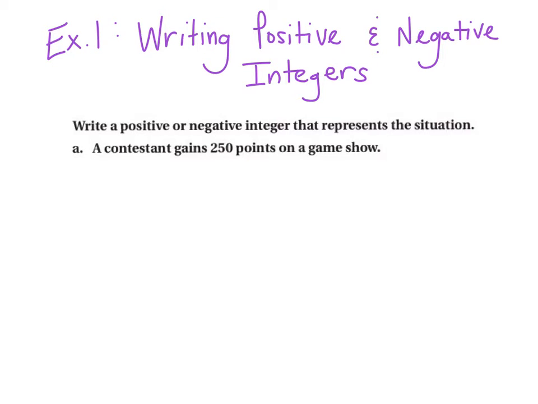For example 1, we're going to just practice writing positive and negative integers. So here's a word problem for you. It asks you to write a positive or negative integer that represents the situation. If a contestant gains 250 points on a game show, then we could represent that as 250, and since they're gaining it, that means it's a positive number, they're earning it. So you could technically put a plus sign, but more times than not, positive numbers will just have no symbol at all. So if you just see the number, it is automatically a positive number.